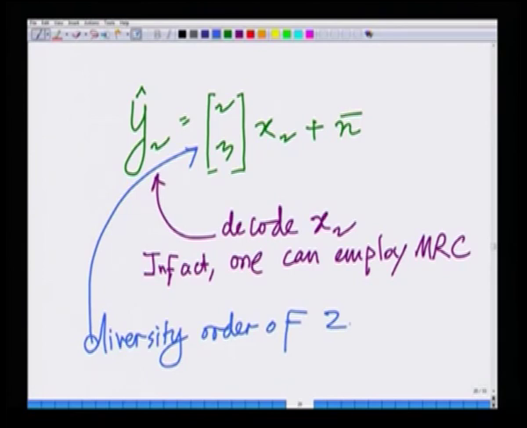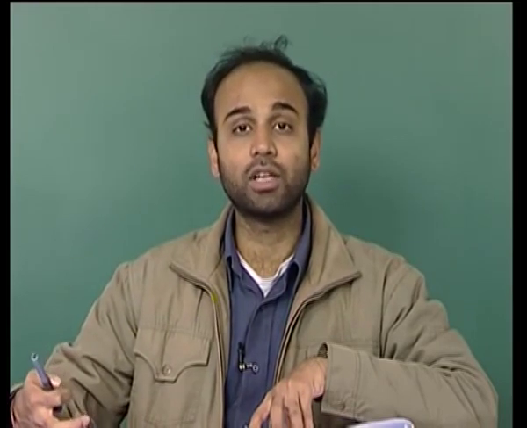So this experiences a diversity order of 2. As the diversity order progresses, the first symbol experiences only a diversity order of 1, because diversity order is r minus t plus 1, where r equals t equals 2. So the diversity order is 2 minus 2 plus 1, which is 1. However, the second symbol, because you have removed the interference from the first symbol, experiences a diversity order of 2.